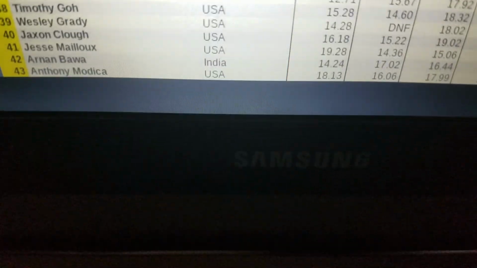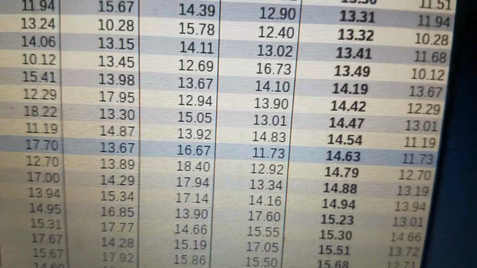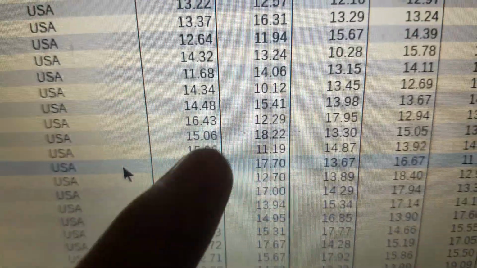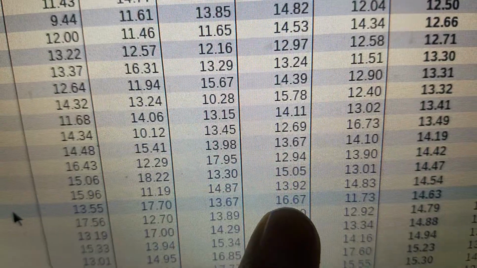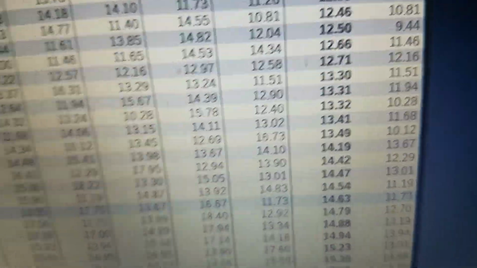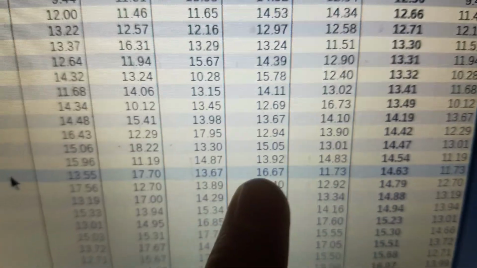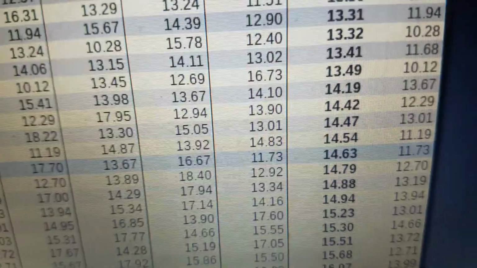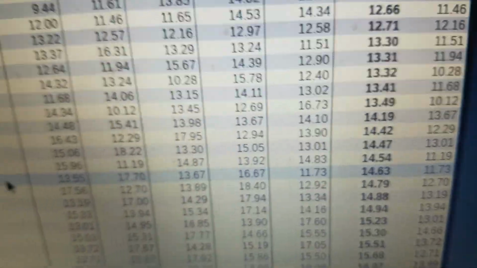Now, for the most exciting event, 3x3. So I got 30th place in this event. I got an amazing 14.63 average. So my times were 13.55, 17.70, 13.68, 16.67, and 11.73. So my best is 11.73, definitely a PB by 0.1. This 16 was a plus 2. So if I didn't get a plus 2, I would have gotten a sub 14 average, which would have been amazing for me. But I got a really good average anyway, and yeah, that was a really good 3x3 round.